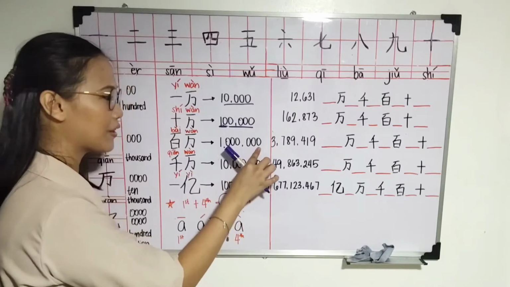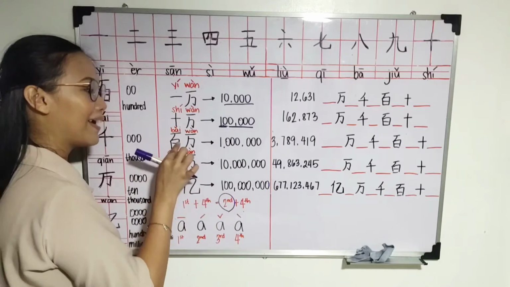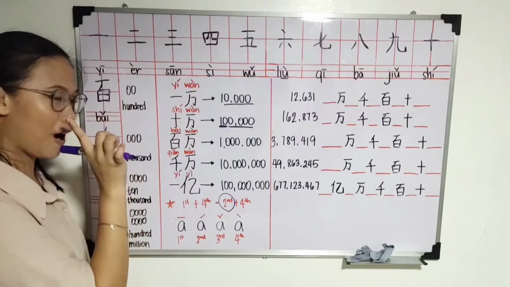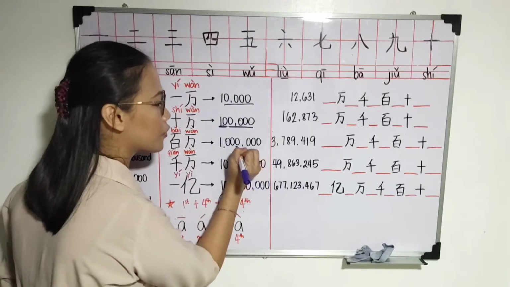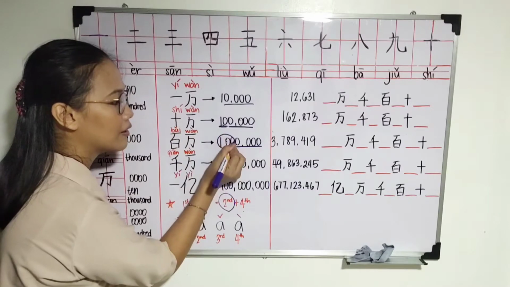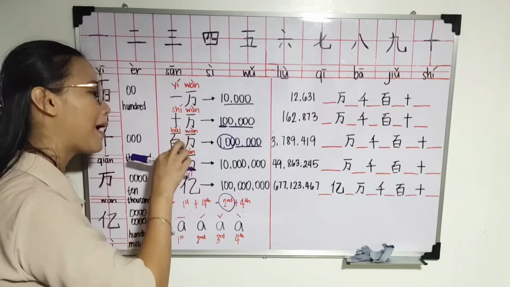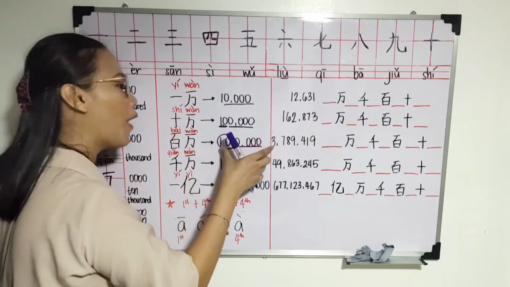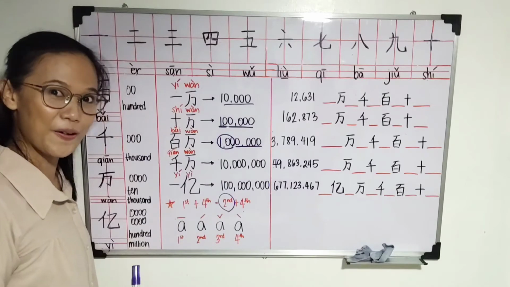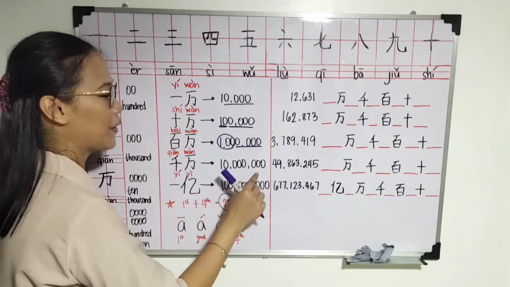So, we added another 0. This is 1 million. Why is it hundred? What is hundred again? It's 100. Look. If you remove the 4 zeros, which is the wan, you have 100 remaining. That's why it's hundred ten-thousands. It's like saying in 1 million, you have 100 ten-thousands. Next, another one.